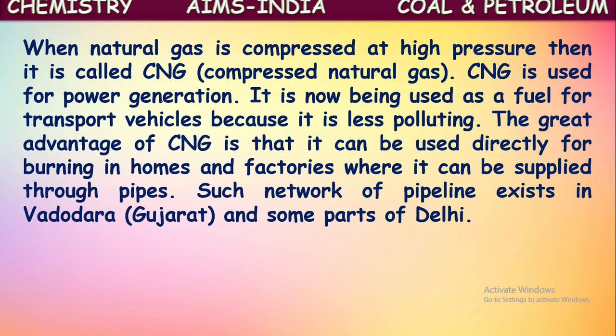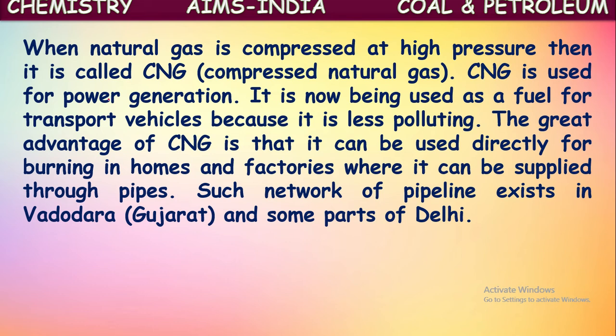CNG is used for power generation. Actually, it was used only for power generation earlier. Now, it is also used as fuel in transport vehicles because it is less polluting. Yes, not only for power generation, nowadays this CNG is also used as a fuel for transport vehicles because CNG is a less polluting gas. What are the chemicals produced when it is burnt?